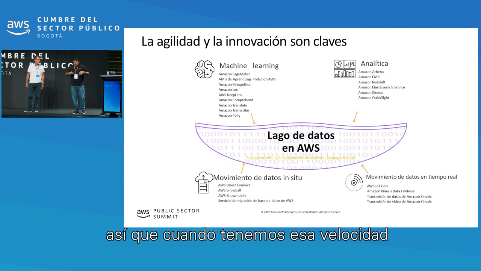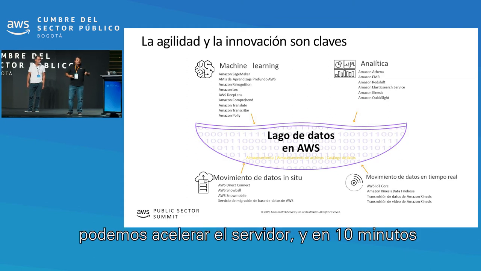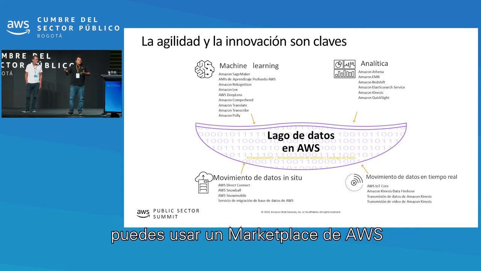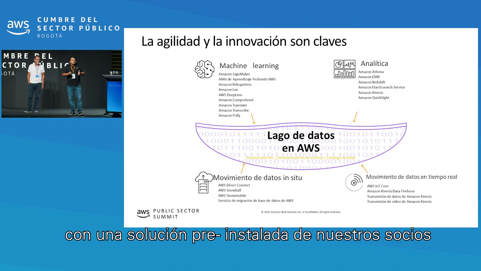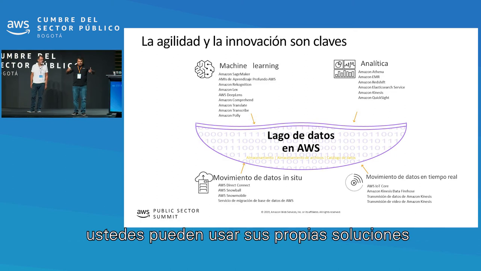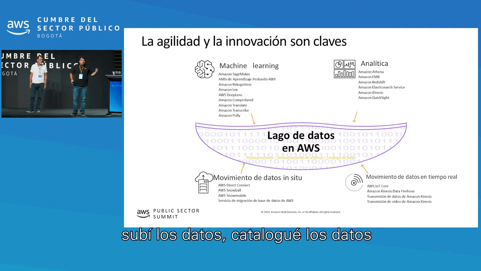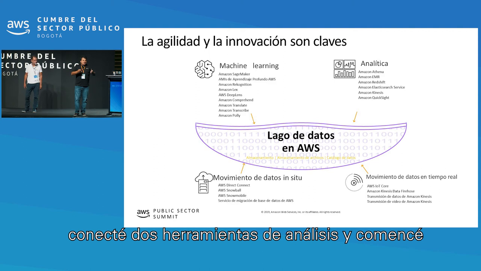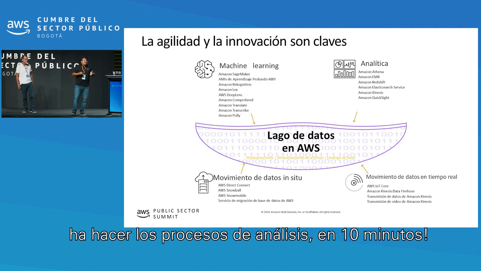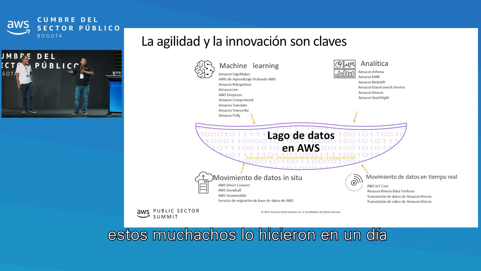So when you have this agility, you can spin up servers in 10 minutes. You can use the marketplace from AWS with a pre-installed solution from our partners, or you can use our own solutions. You can spin up your environment in just a few minutes, as I did right now. I uploaded data, cataloged the data, plugged it into analytical tools, and started doing analytics, right? In 10 minutes. Those guys did it in one day.